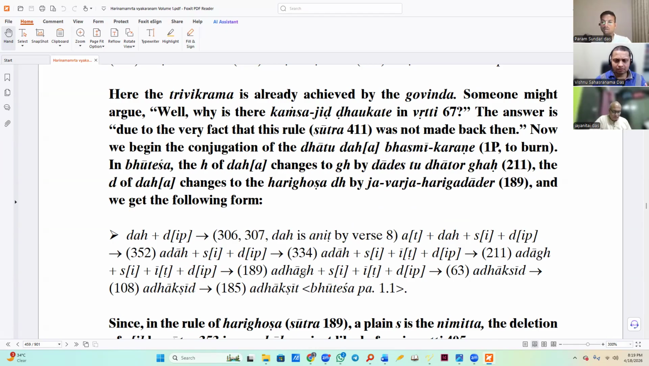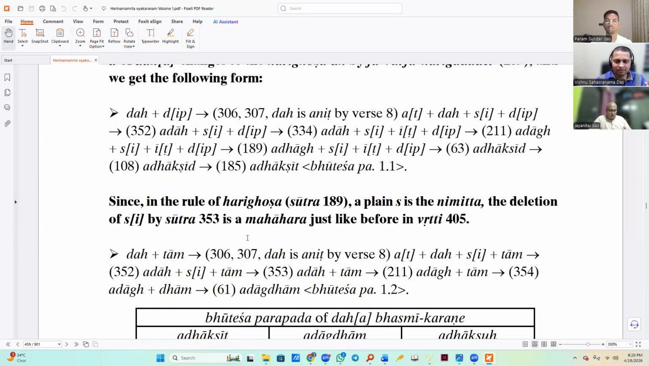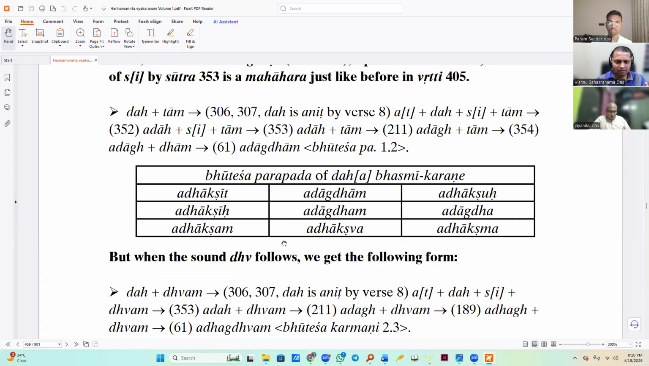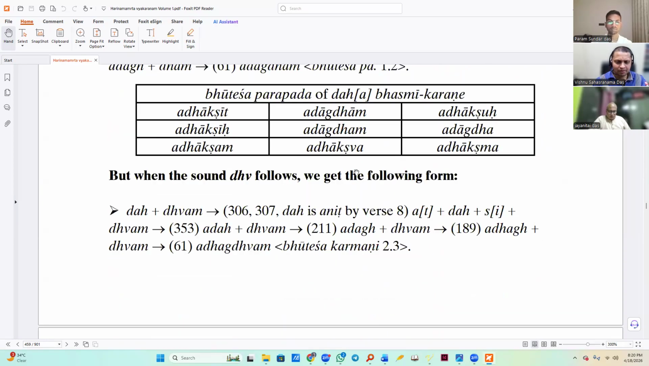So becomes Gha and Yadav Matre Hari Kamalam, Ishwar Harimitra, Adhakshit. And also they have applied Javarja Hari Gadadir. And the changes to the, so we get Adhakshit. Then the plus Tam, we get Adagdham. Adagdham. Like that.